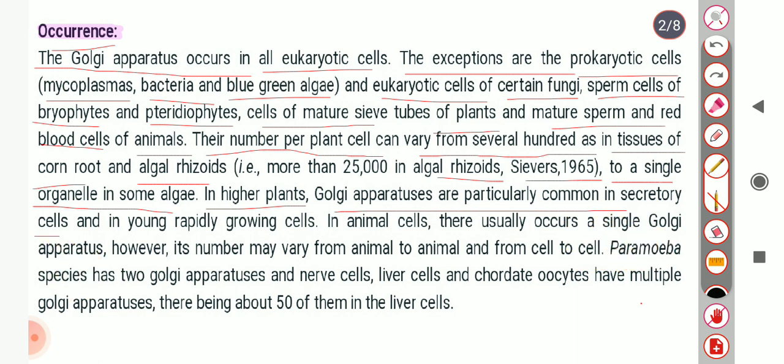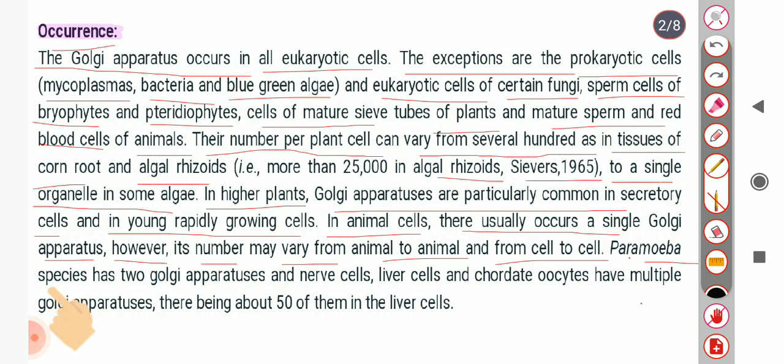Means higher plants contain Golgi apparatus in their secretory cells, and young plants contain Golgi complex in their rapidly growing cells. In animal cells, they usually occur as a single Golgi apparatus. However, its number may vary from animal to animal and from cell to cell. Means Golgi apparatus numbers vary from animal to animal and from cell to cell.